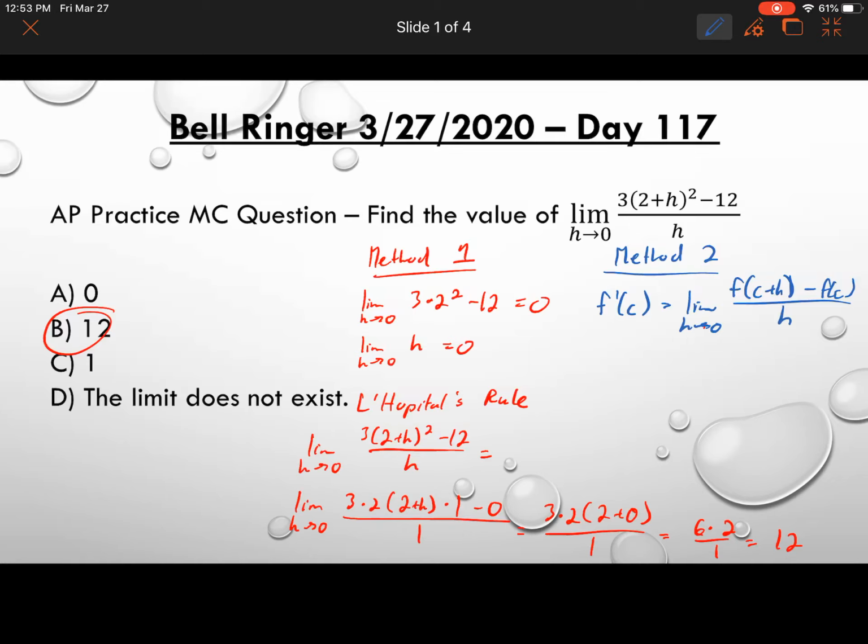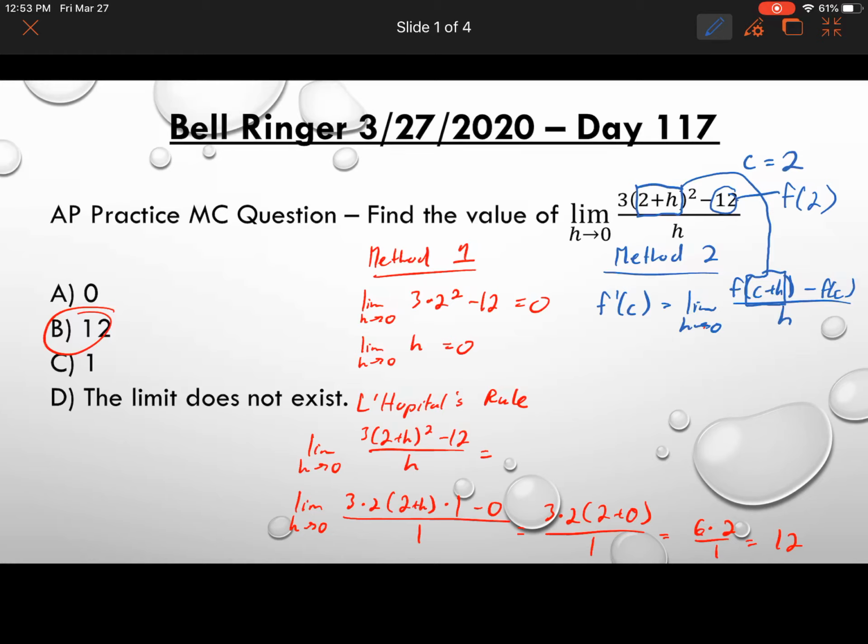We have this 2 plus h in the problem, so that is going to correspond to the c plus h, which would mean that our c value is 2, right? If it's 2 plus h, and the definition of c plus h, that means c is equal to 2, which would tell us that 12 is whatever f of c is, so whatever f of 2 is. Okay, so 12 is whatever f of 2 is.